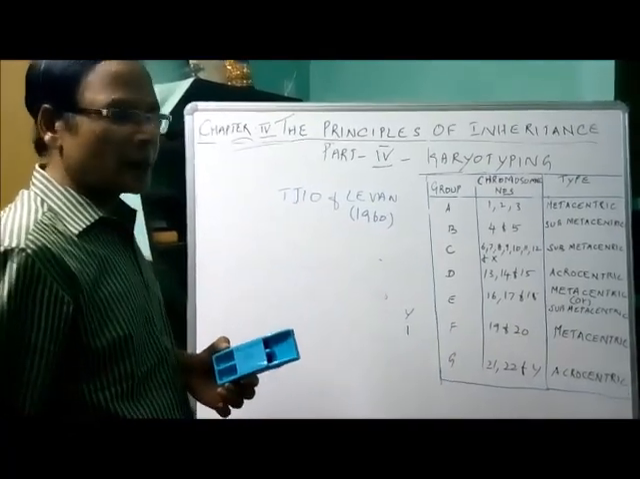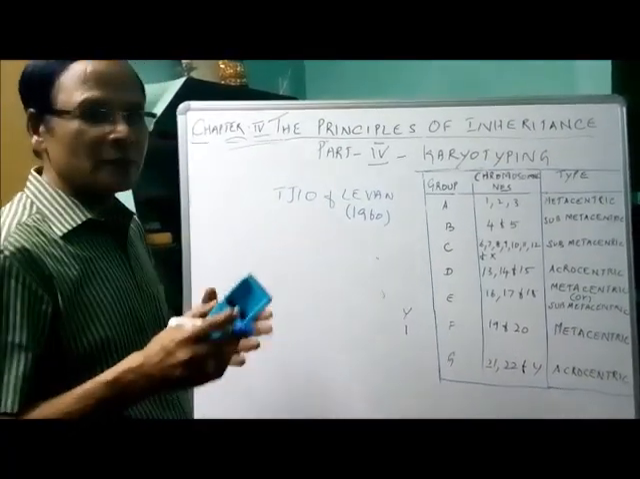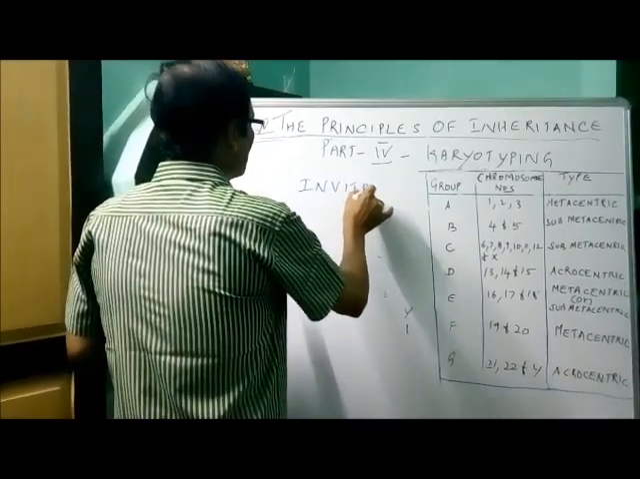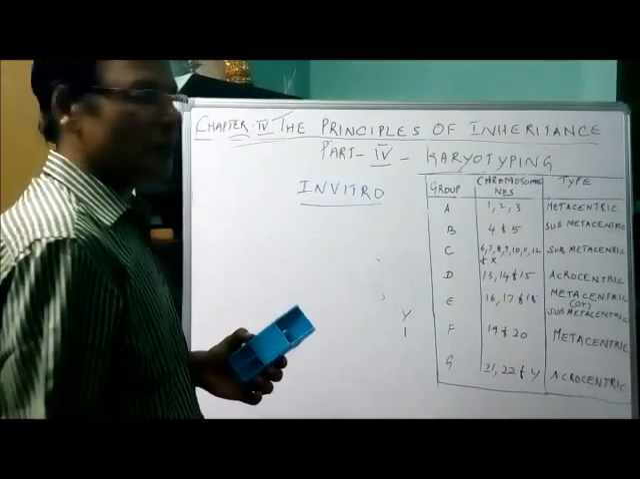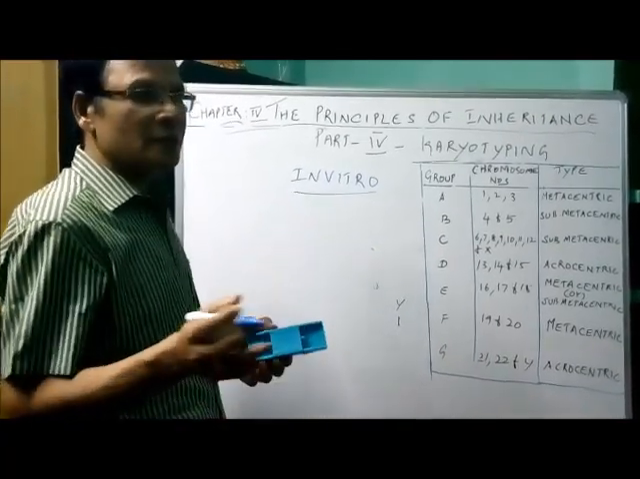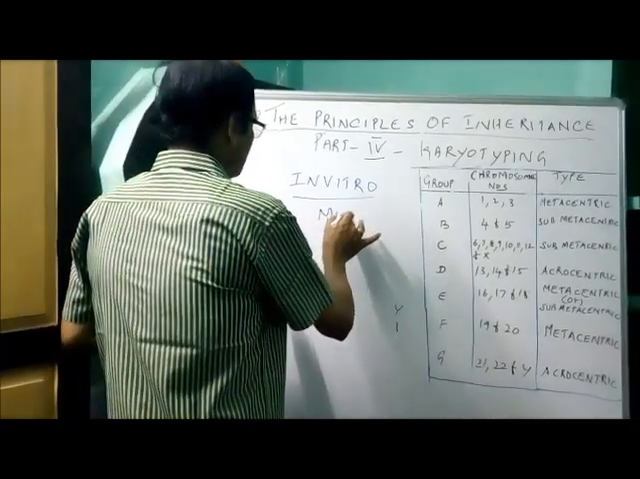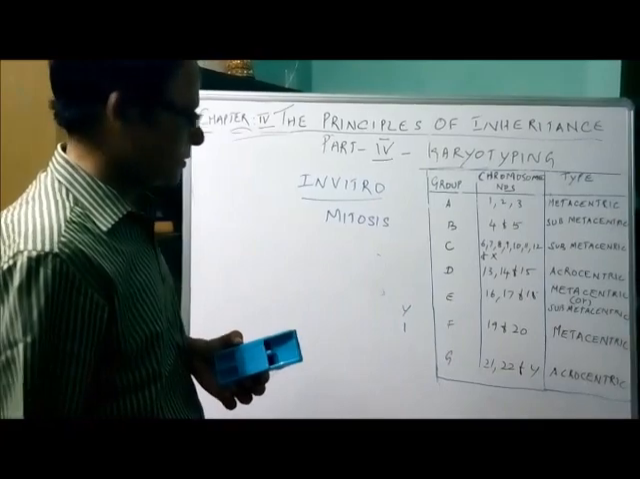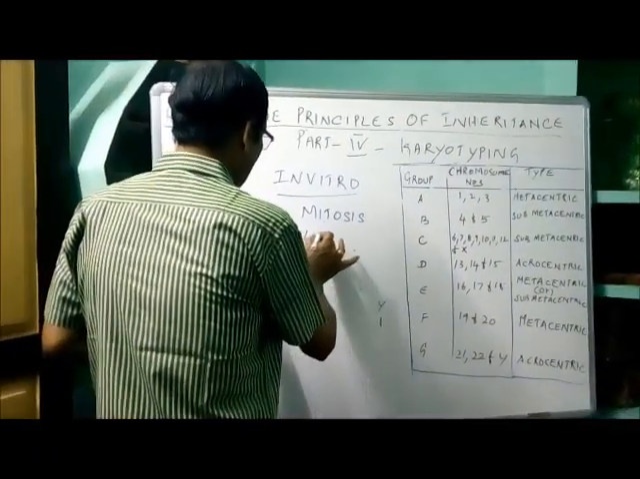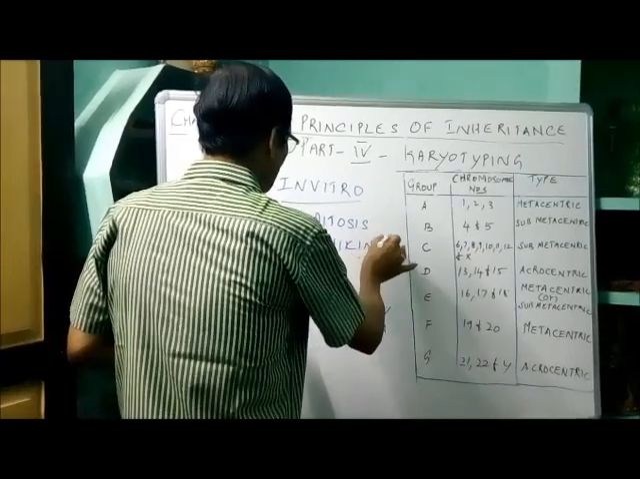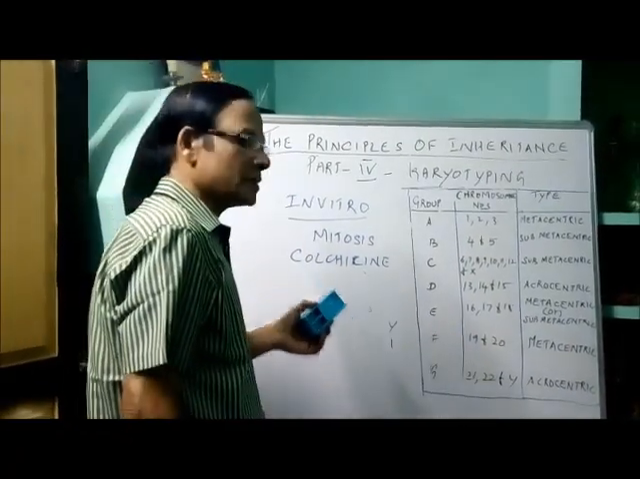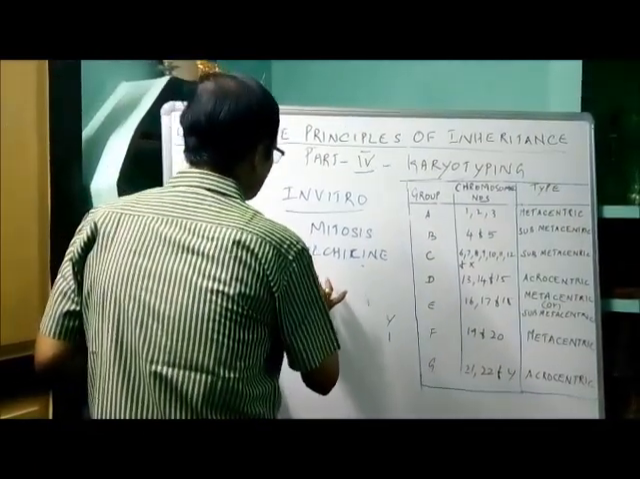What did they do? They collected the lymphocytes from the blood cells and cultured the lymphocytes in vitro. In vitro means outside the body, in a culture medium. The culture medium contains nutrients for the cells. Now, the cells are induced to undergo mitosis. Now, to this in vitro medium, a substance by name colchicine is added. This colchicine has the ability of stopping cell division at metaphase. So colchicine is added in order to stop the cell division at metaphase.